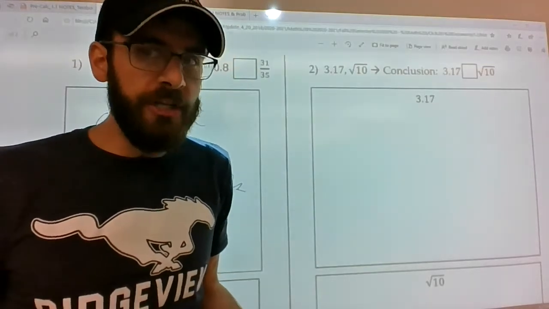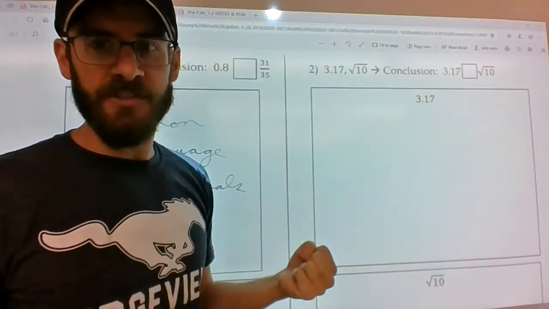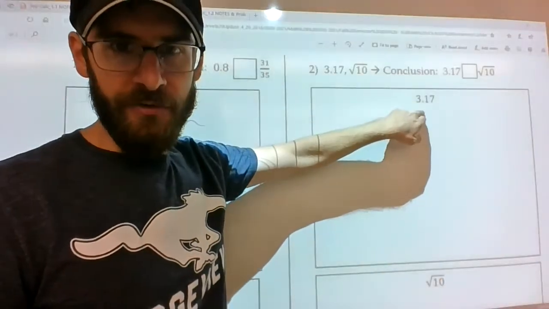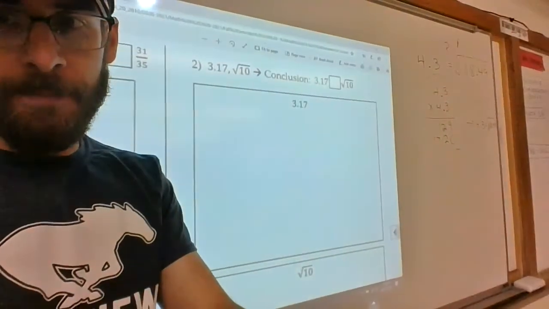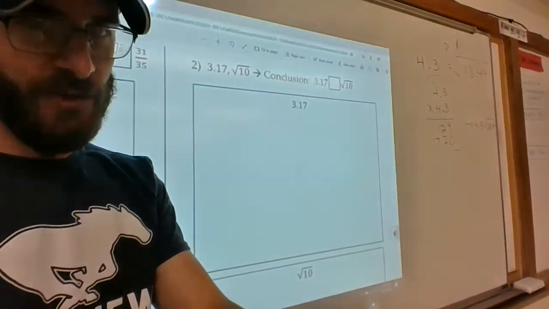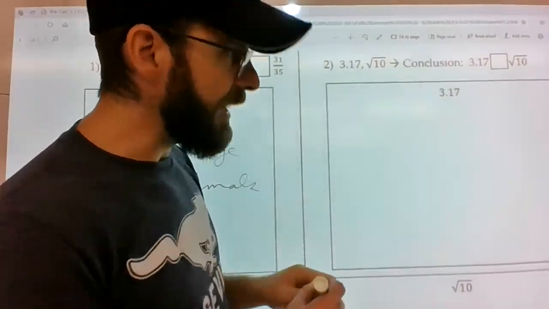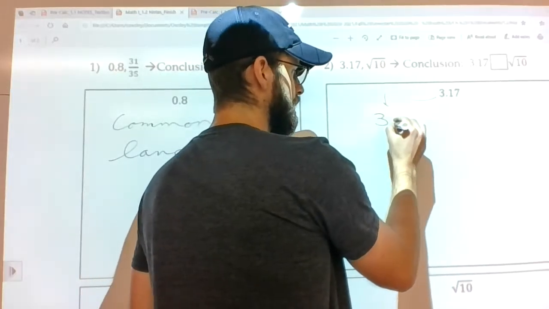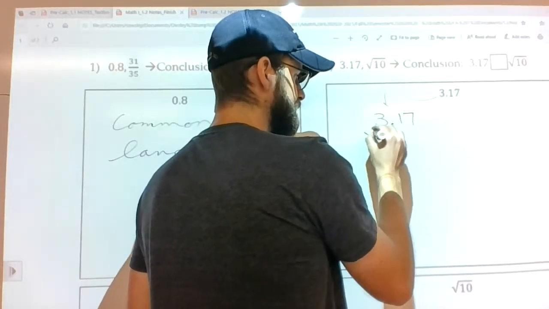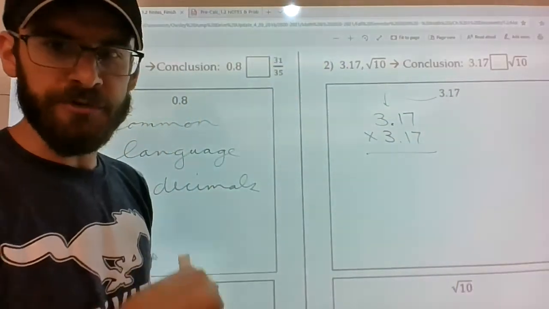You could convert root 10 by guessing and checking, but it just makes so much more sense to say, I know how to turn that 3.17 into a root. You take it by itself, multiply, that's what the root is. So we have to take 3.17 times itself. So pause the video and see if you can multiply that out on your own.